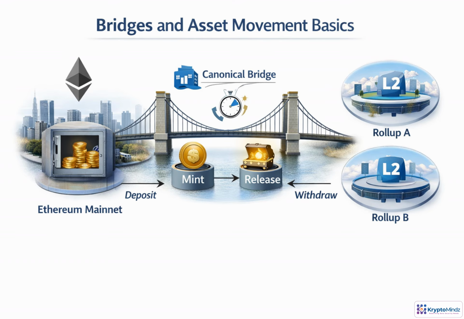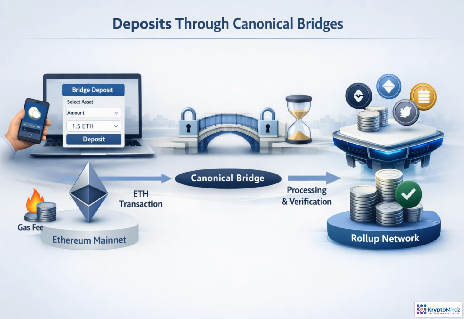A bridge is the coordination layer that lets value move between Ethereum and rollups. Assets usually do not teleport. Instead, the bridge locks funds in one environment and credits a representation in another. Depositing moves value into a rollup. Withdrawing reverses the process, often with a waiting period. Canonical bridges come from the rollup ecosystem. Third-party bridges can feel faster, but they add extra trust and operational risk.